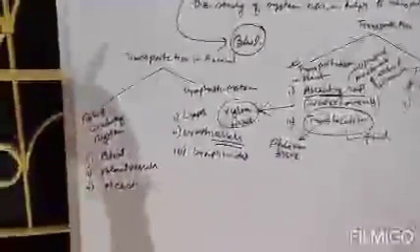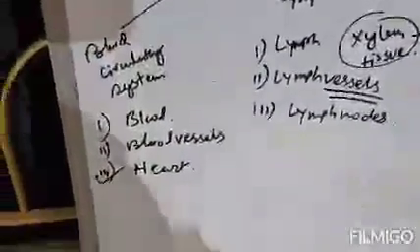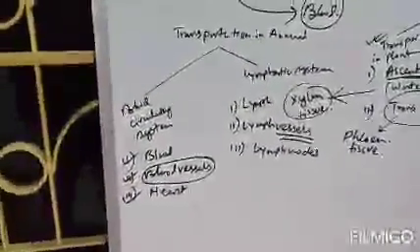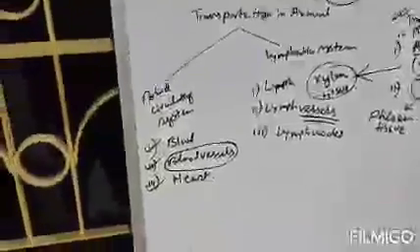So in transportation in animals, there are two parts. One is the blood circulatory system, which constitutes blood, blood vessels and heart, and the other is the lymphatic system, which constitutes lymph, lymph vessels and lymph nodes. What are blood vessels? Blood flows through blood vessels. Blood vessels are like water pipes through which blood flows.